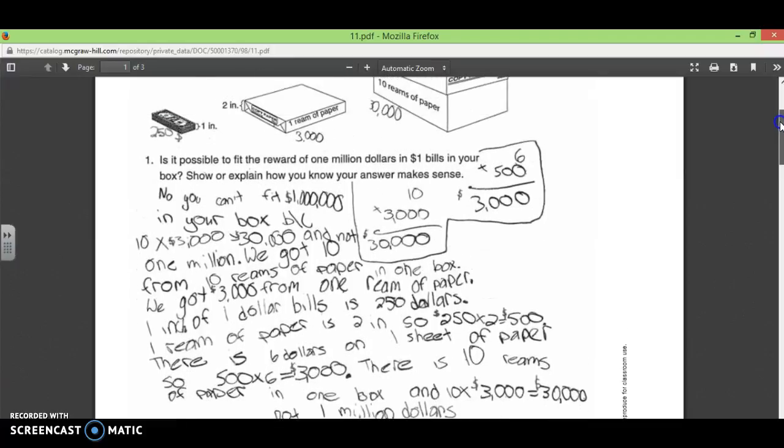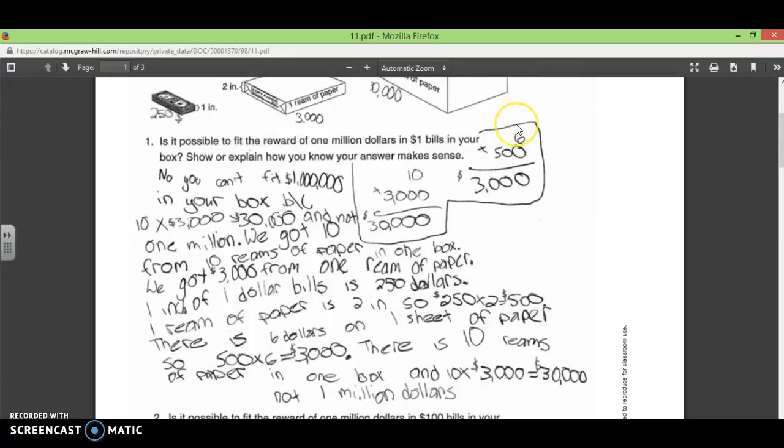So here we have, we'll call it student A. And it looks like student A did some multiplying right here. 6 times 500 is 3,000. 10 times 3,000 is 30,000. And then student A wrote his or her response: No, you can't fit $1 million in your box because 10 times 3,000 is 30,000, and not 1 million.